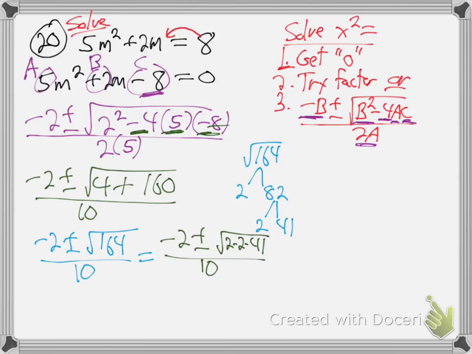And then you know the drill, 2 2's in, sends 1 2 out. It goes right in front of the root and they're gone. So whenever you send things out of a root, it goes right to the front of the root, nowhere else. And so that leaves us minus 2 plus or minus 2 root 41 over 10.